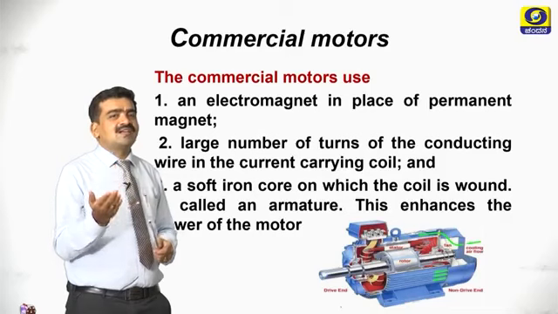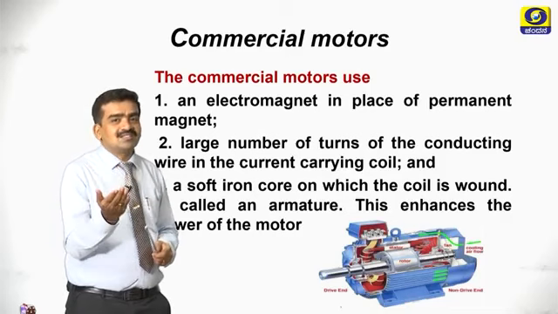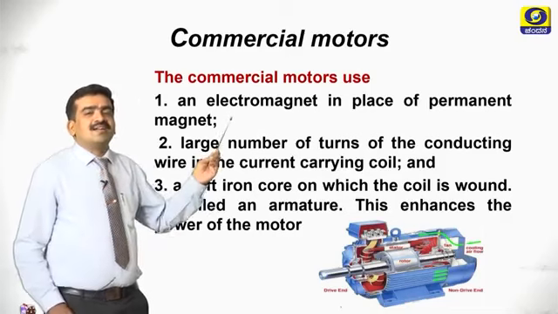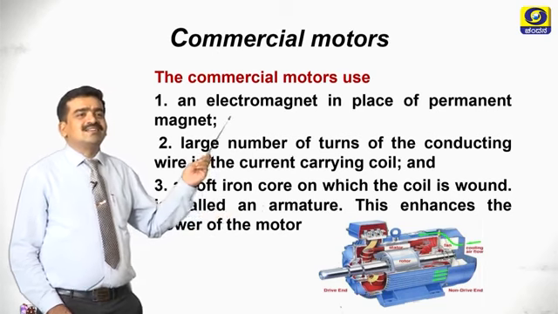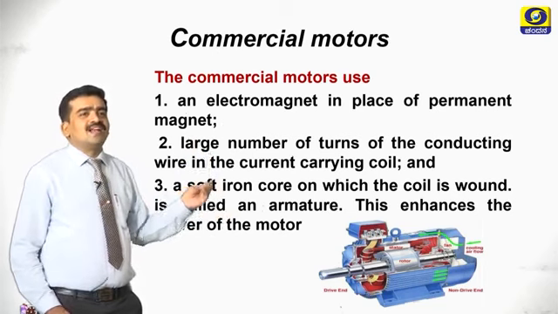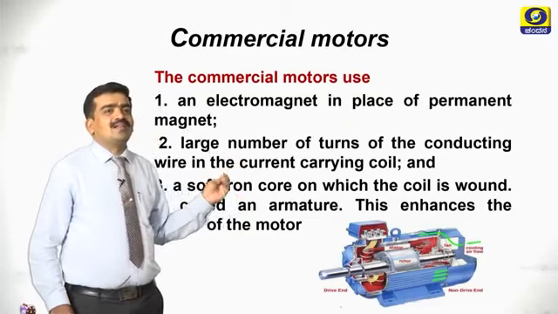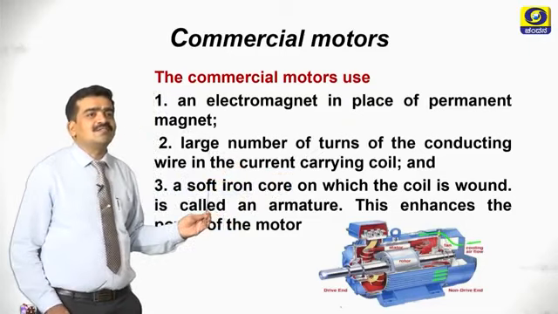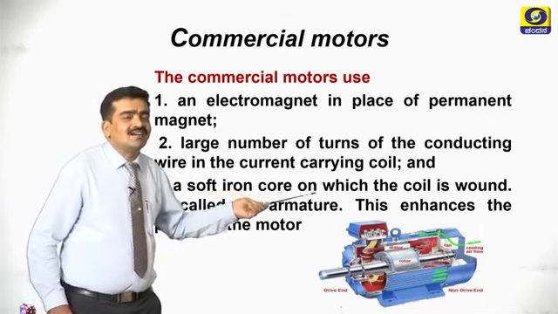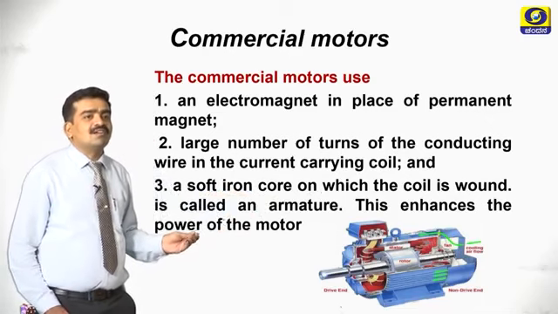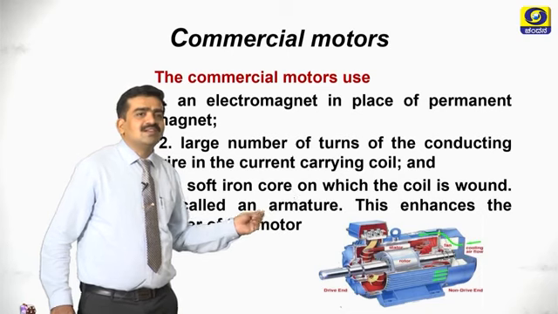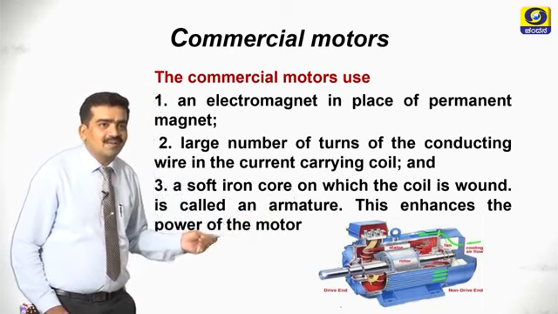So what are the specialities in a commercial motor, or what are the parts of the commercial motor? It has 3 important parts. They are an electromagnet in place of a permanent magnet, a large number of turns of conducting wire in the current carrying coil, and a soft iron core on which the coil is wound, which is called an armature.